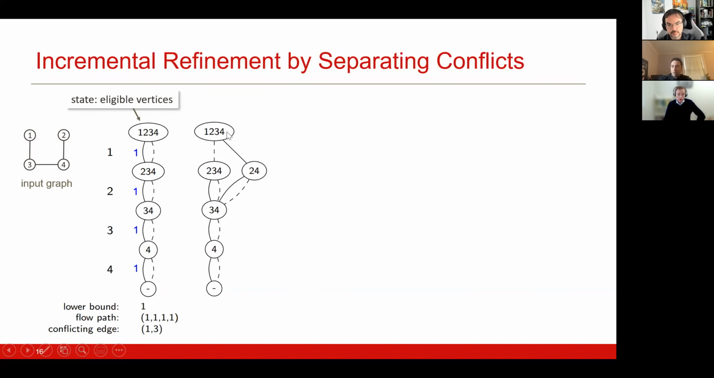This would be my first initial decision diagram. I think it was covered yesterday. The state representation is all eligible vertices that I can still add to my independent set. If I pull out the one arc because I want to separate 1, 1, 1, the first 3 one arcs, I'm going to update the eligible set by removing its neighbors and of course the 1 itself. So I remove 3. I have 2 and 4.